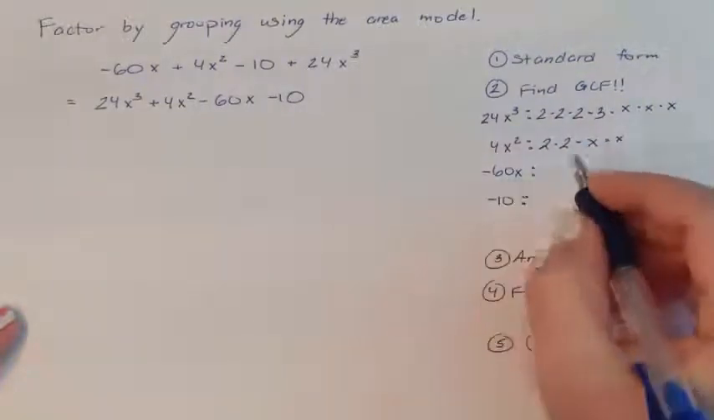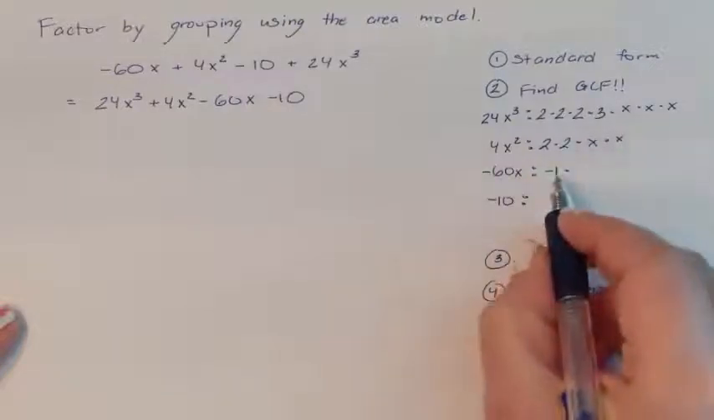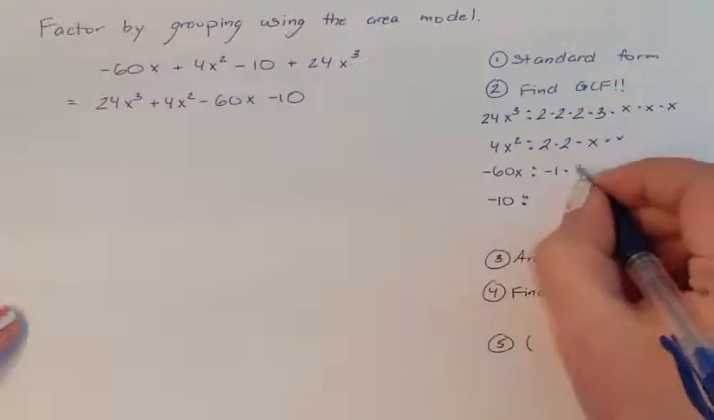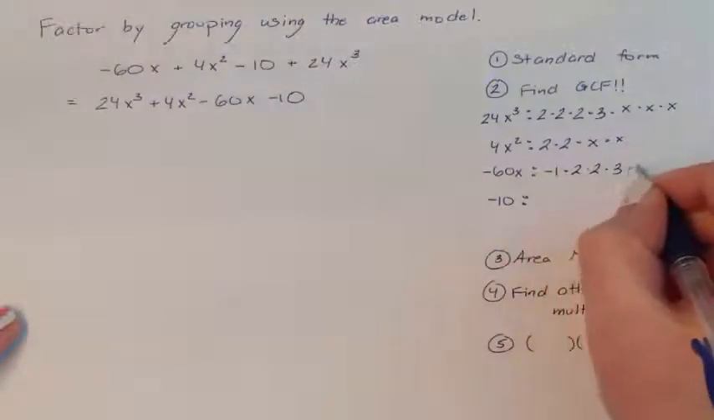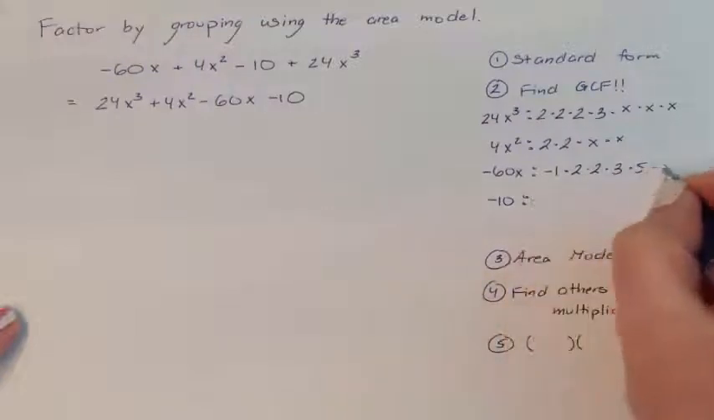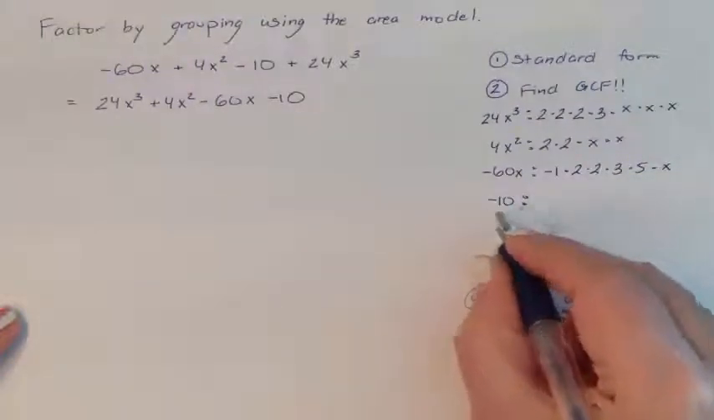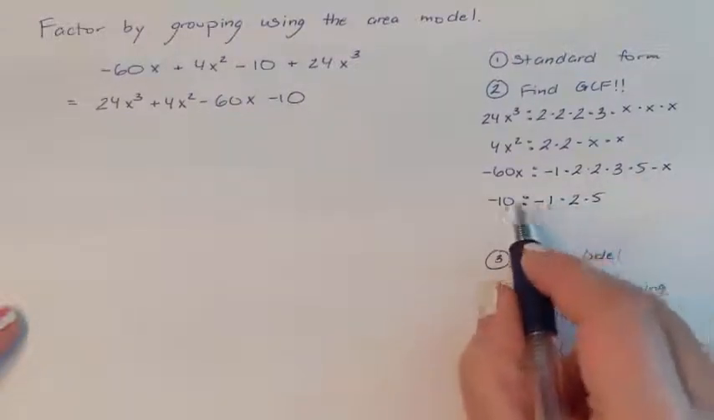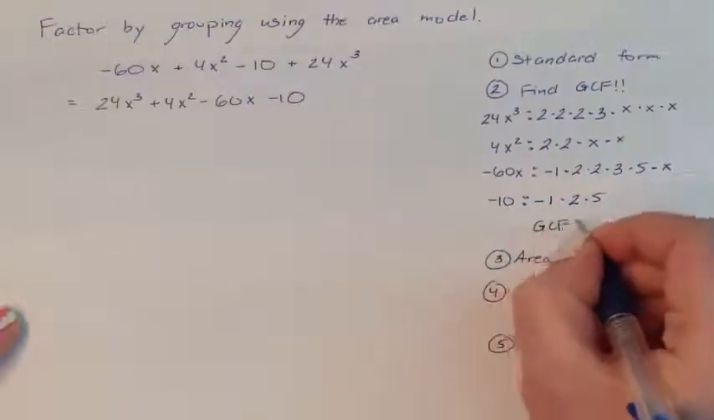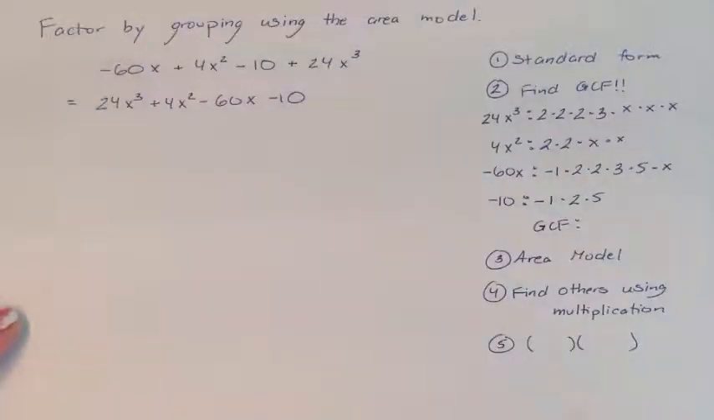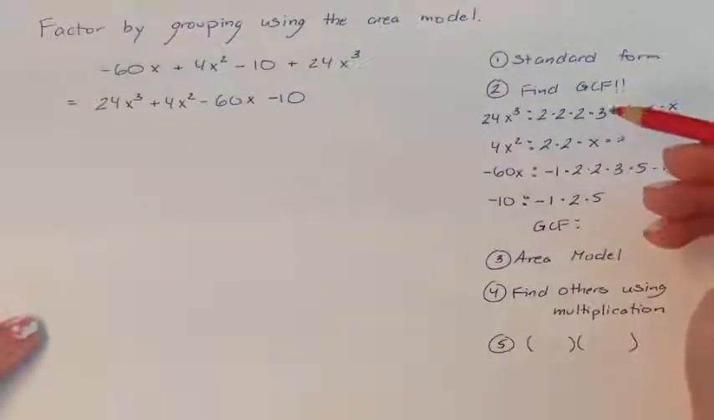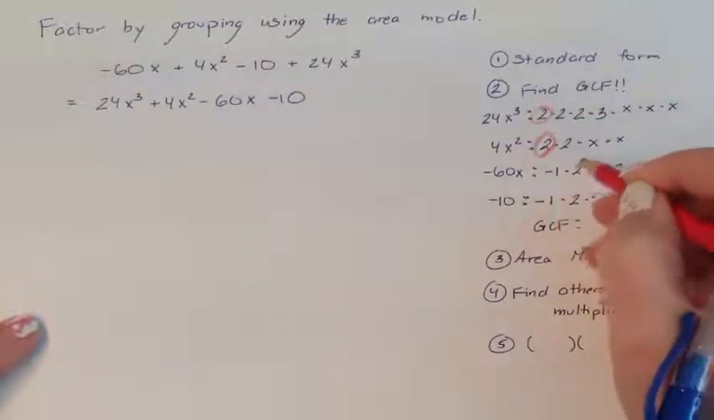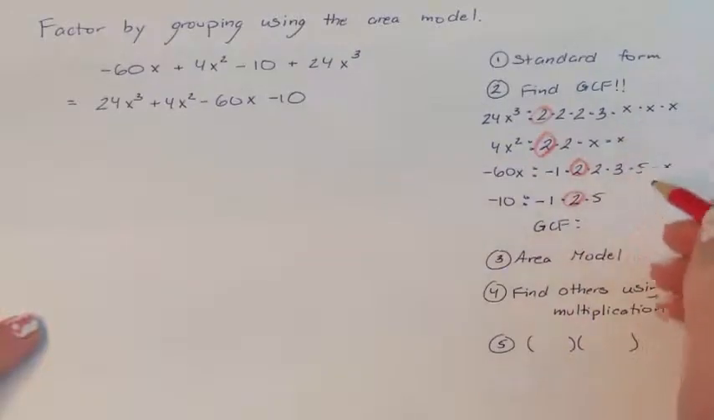The only way to get a negative is if you have a negative 1. No other number is legally allowed to be negative. The prime factorization of 60 is 2 times 2 times 3 times 5, and then we need the x. Prime factorization of negative 10 is a negative 1 times 2 times 5, because the only number allowed to be negative is 1. So now I need to look for my GCFs. So I'm looking for a single letter or a single number that all 4 lists have in common.